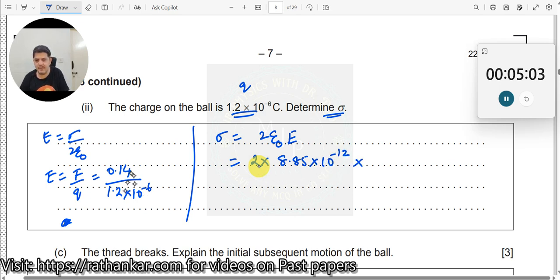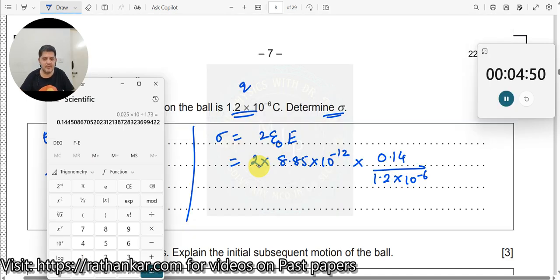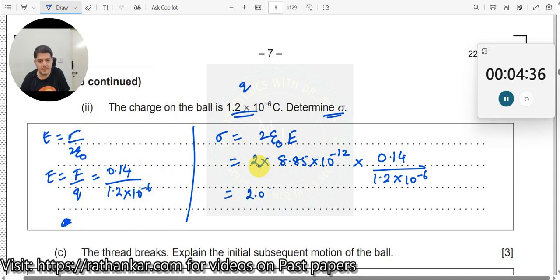Multiplied by whatever value you calculated here. You can use your calculator to determine this, or you can substitute it over here: 0.14 divided by 1.2 into 10 to the power of minus 6. Now let us do the calculation. This would be 2 into 8.85 multiplied by 0.14 divided by 1.2. Okay, it should be 2.065 multiplied by 10 to the power of, now use the 10 powers, here minus 12, here plus 6 when it comes upwards, 10 power minus 6.